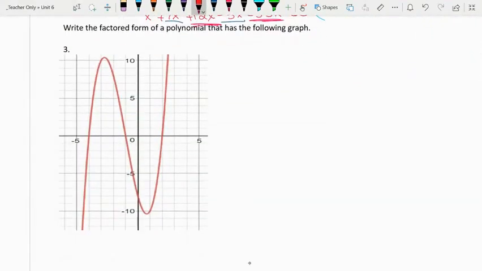This one says write the factored form. So that was exactly what I was just describing. I just want to know what the factored form is. So a bunch of parentheses. That means f of x equals something, right? Well, let's figure out what x equals.